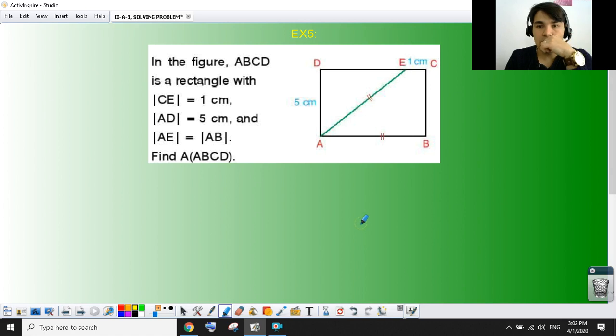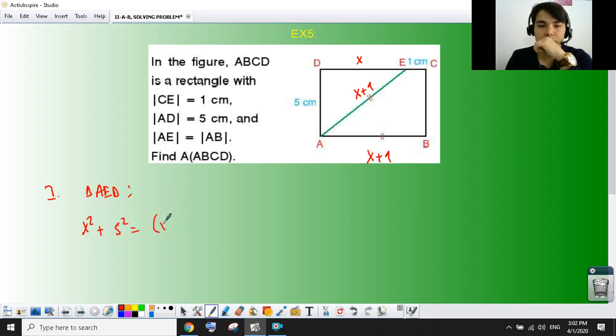The next question is going to be 5. We have a rectangle and the length of AB is equal to the length of AE. So if DE is X, the pair of AB and CD, they will be equal opposite sides. It's going to be X plus 1. If AB is X plus 1, AE is also X plus 1. So we can apply the Pythagorean theorem for triangle AED, right? For triangle AED, we know that the sum of squares of the legs, which is X and 5, will give us the square of the hypotenuse, which is X plus 1 square.